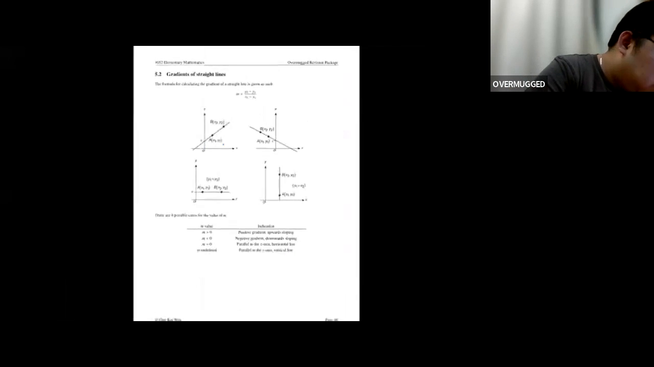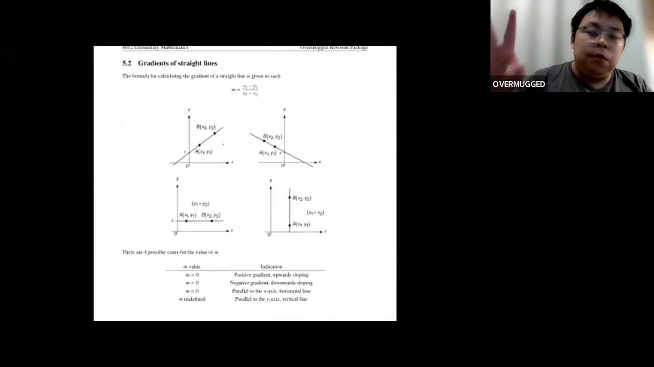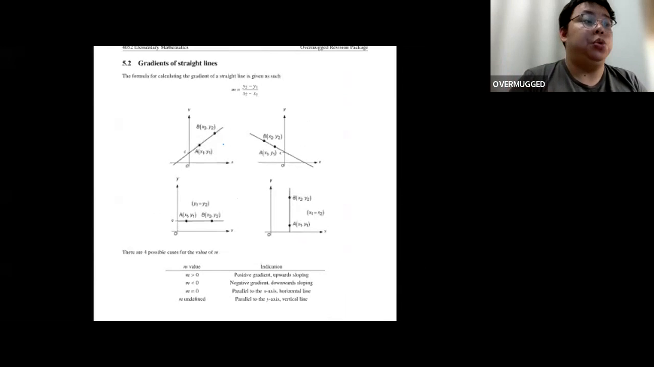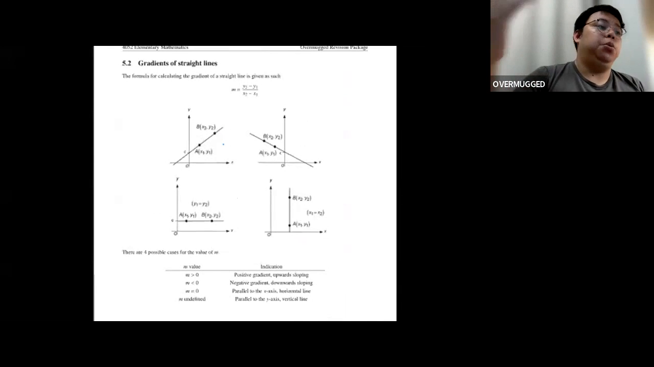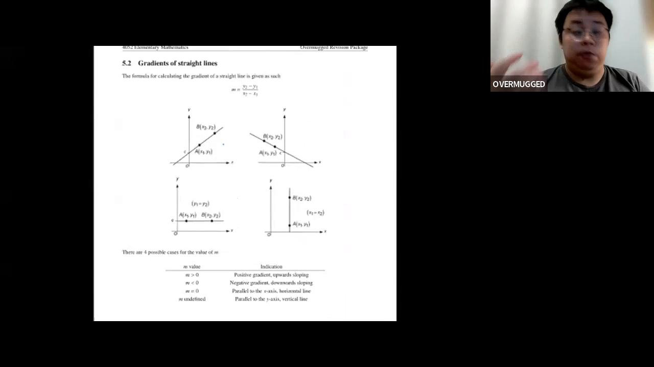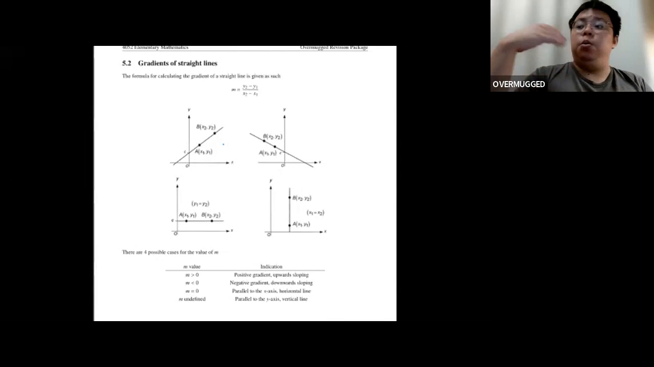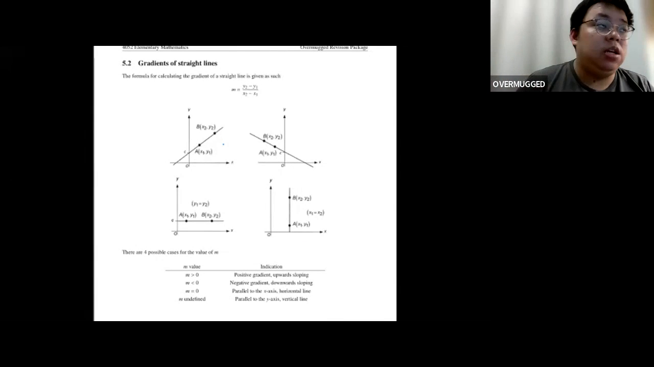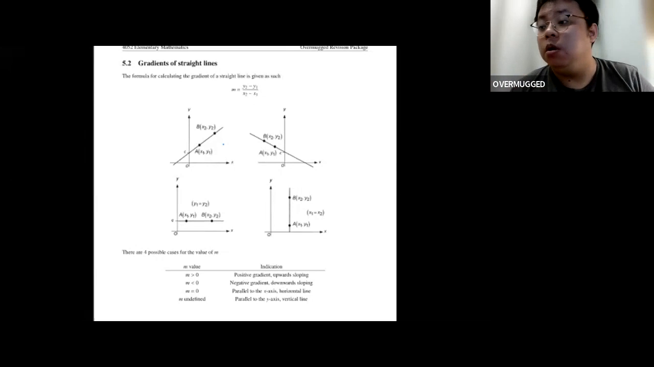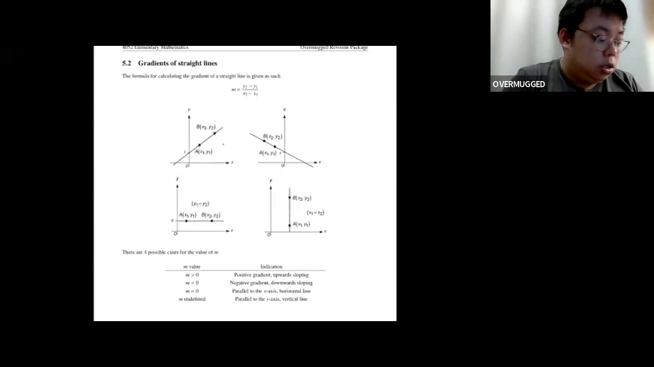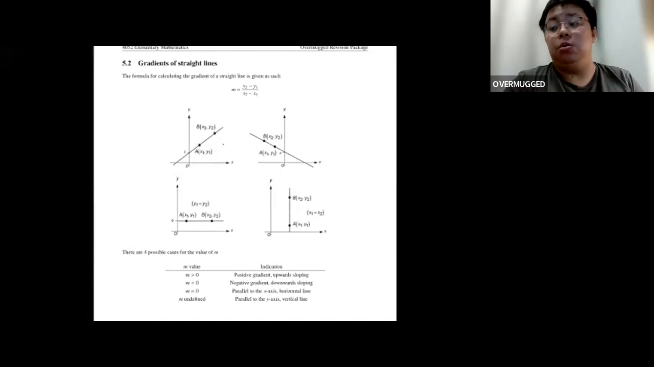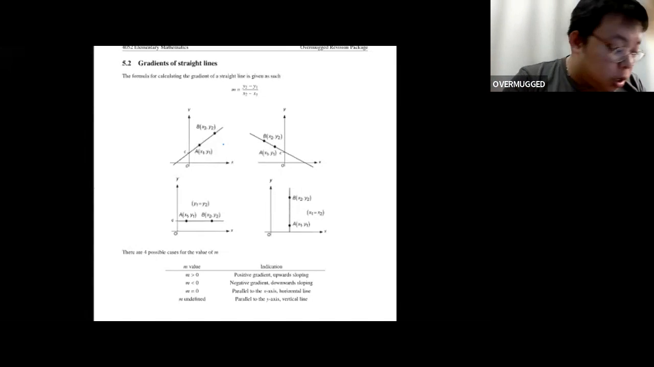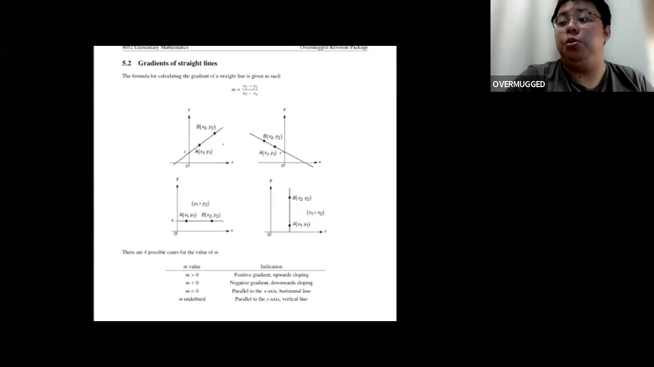Next, gradients of a straight line. There are 4 different types of straight lines that we all need to know: going up, going down, horizontal, and vertical. For lines that are going up, you need to remember that your gradient is always greater than 0. The one going down has a gradient less than 0. For horizontal lines, the gradient equals 0. And for vertical lines, the gradient is undefined. So just take note of this. This is what you need to know.